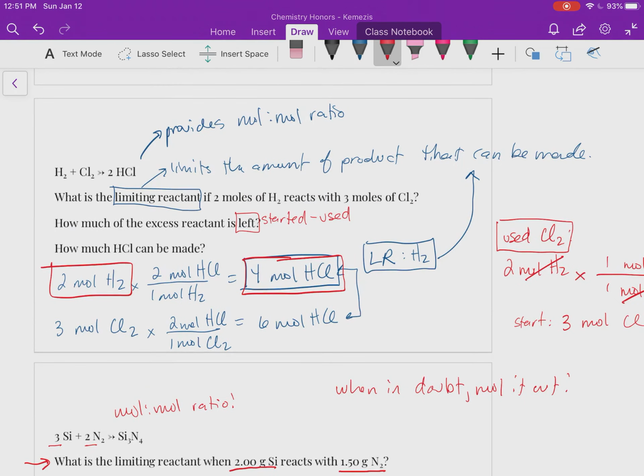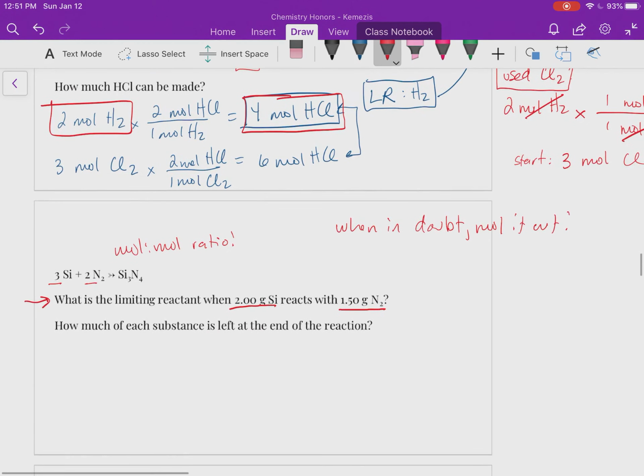We're trying to figure out which one limits the amount of product that we can make. So I can turn 2 grams of silicon into moles, and once I have it in moles, we can figure out how much product we made. And we can do the same thing with nitrogen, and then we're going to compare which of those two gives us the least amount.